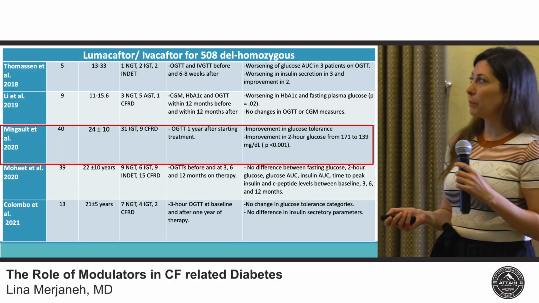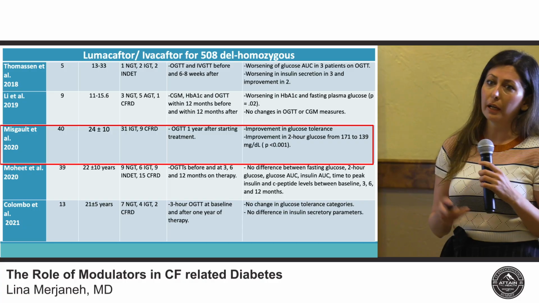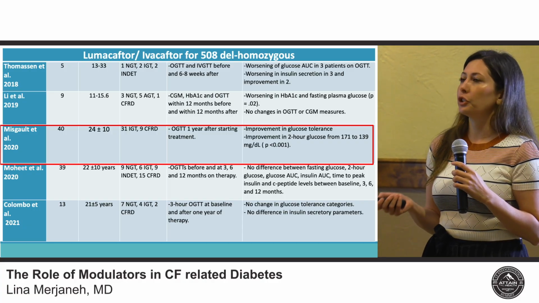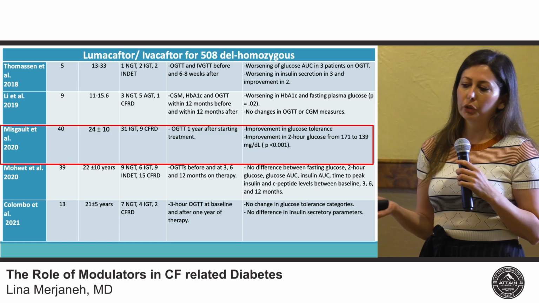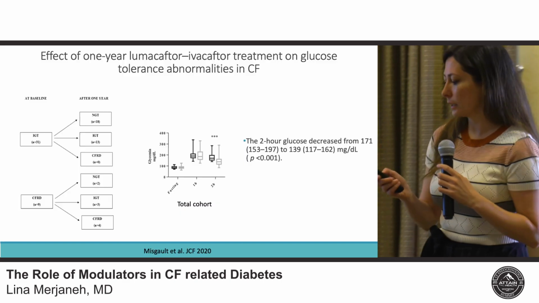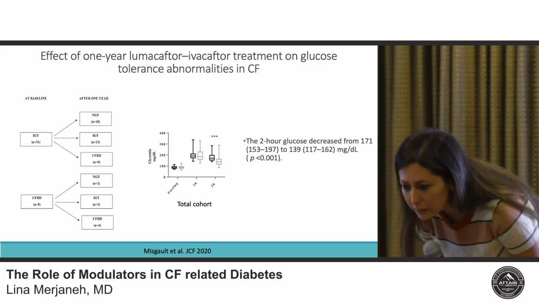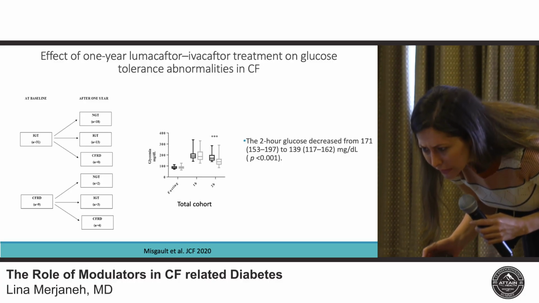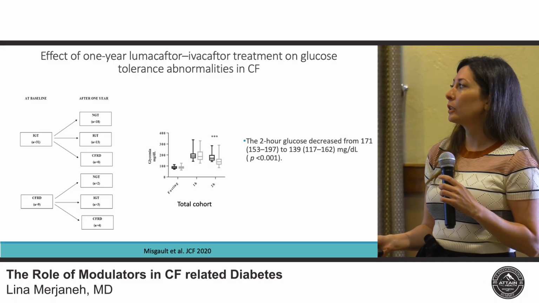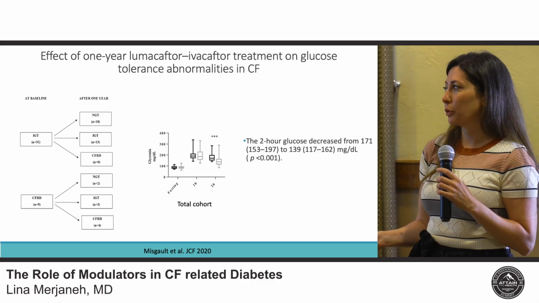They looked at 40 patients, mean age 24 years. All their patients were either IGT or CFRD, so they didn't have any NGT patients. They did an OGTT a year after starting treatment and compared it to before. Of the 31 IGT, they had 18 NGT, and of the 9 CFRD, 2 became NGT and 3 had impaired glucose tolerance at follow-up.